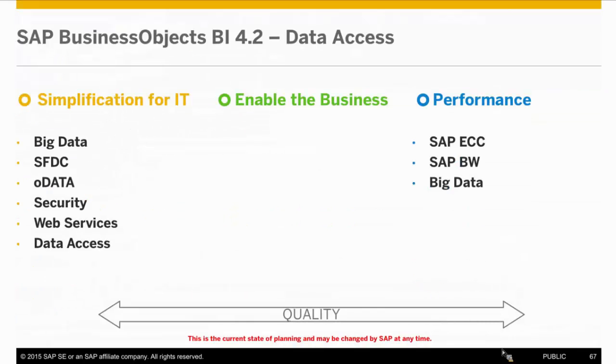On the data access, we further improved the connectivity in several data sources, big data sources, Salesforce.com, OData. We improved the security settings on the data access. We improved the web services for data access, and furthermore data access levels. We improved the connectivity into SAP ECC as well as BW, as well as several big data sources.